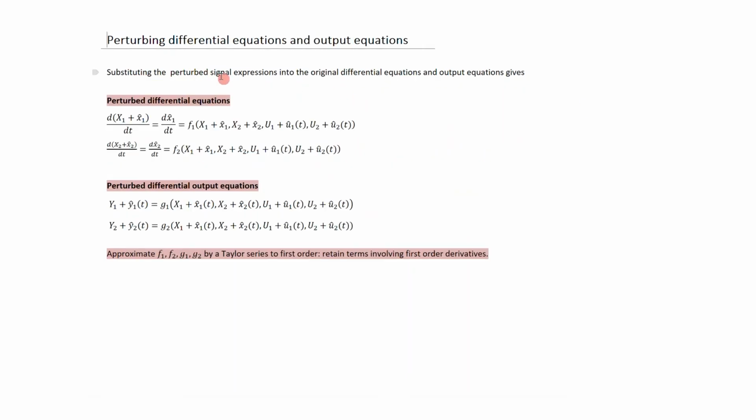Okay, so substituting the perturbed signal expressions into the original differential equations and output equations gives the following. For the perturbed differential equations, all we're doing is putting x1 plus x1 hat in for x1, and doing likewise for x2, u1, and u2. So the first step is to make these substitutions. Now notice here, if you take the derivative of this, x1 is a constant, so this just becomes the derivative of the small signal perturbation, similarly here. And the output equation is the steady state value of the output plus a perturbation. Then the arguments of these functions involve steady state plus perturbed values.